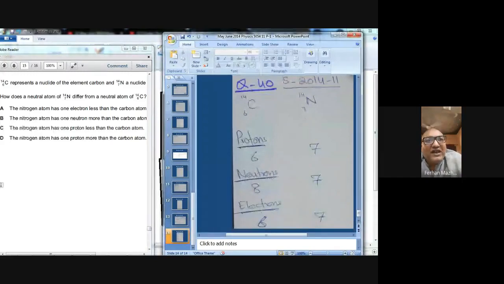The nitrogen atom has one electron less than the carbon atom. No. The nitrogen atom has one neutron more than the carbon atom. That's wrong. The nitrogen atom has one proton less than the carbon atom. That's wrong. The nitrogen atom has one proton more than the carbon atom. Yes. Nitrogen has 7 protons, whereas the carbon has 6 protons. So the nitrogen has one more proton as compared to the carbon.